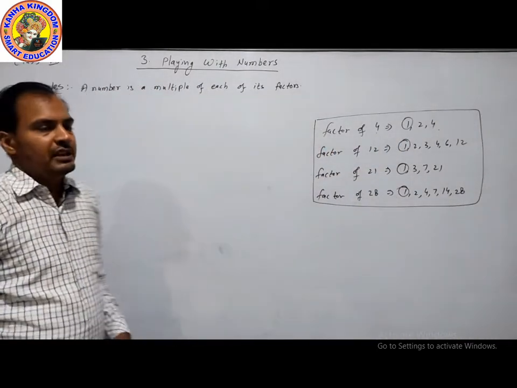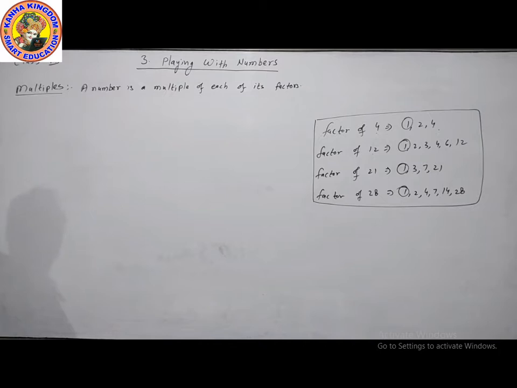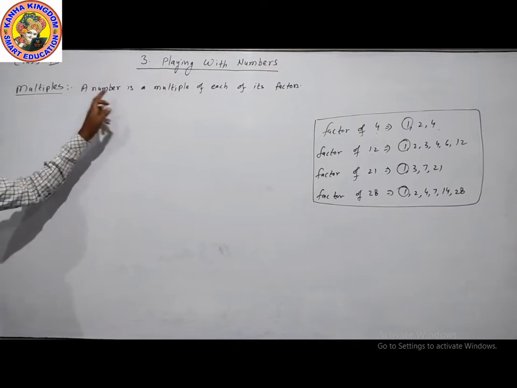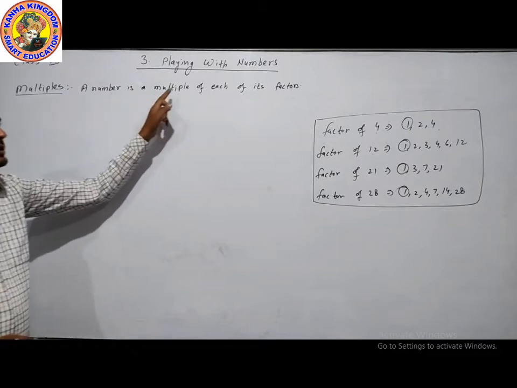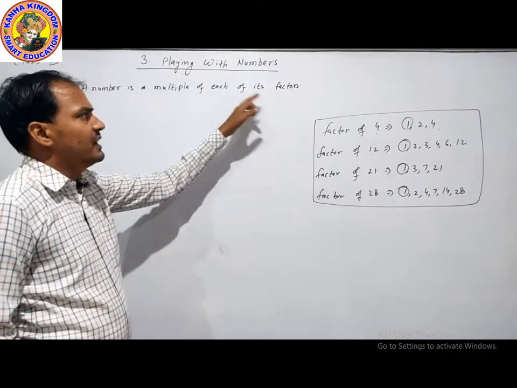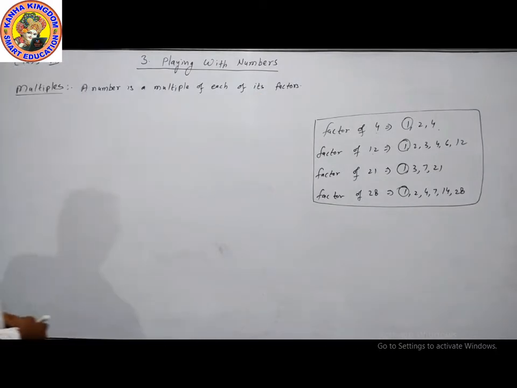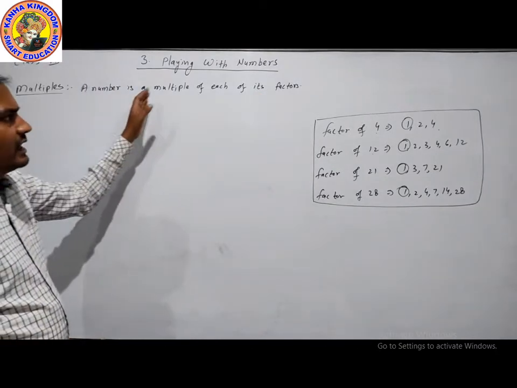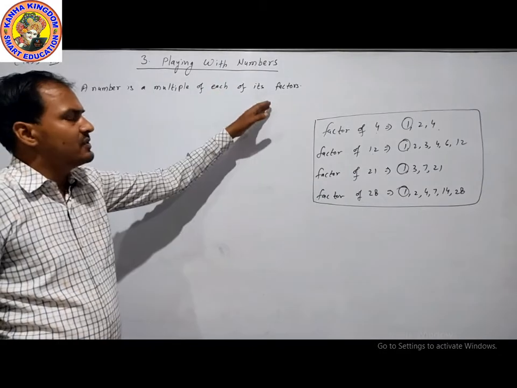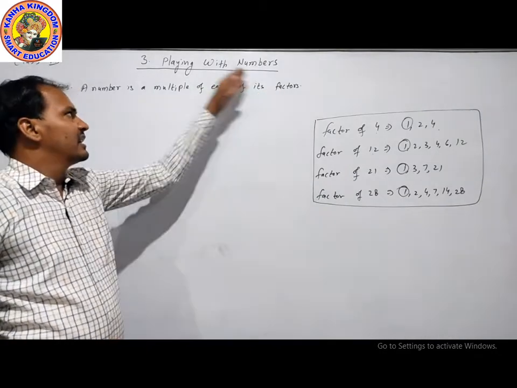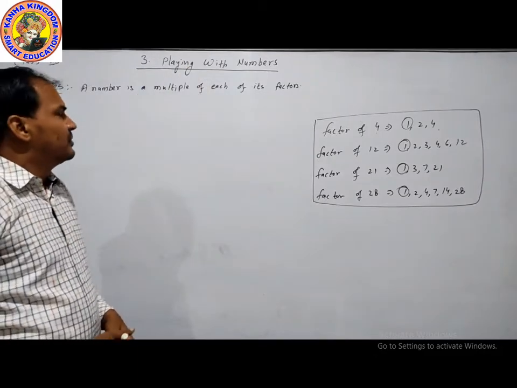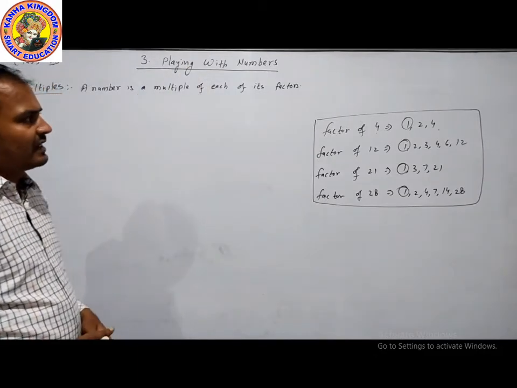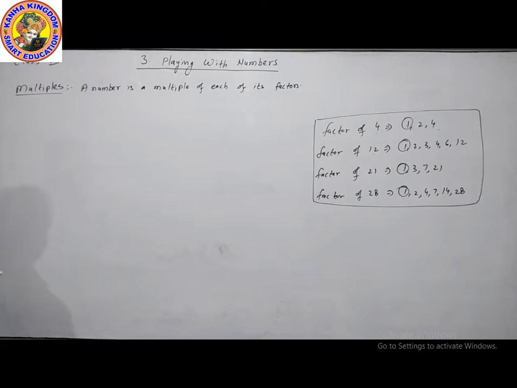Our previous topic is factor. Now next is multiples. A number is called a multiple of each of its factors. A number is a multiple of each of its factors because every factor can divide that number. So the factor is called a multiple.